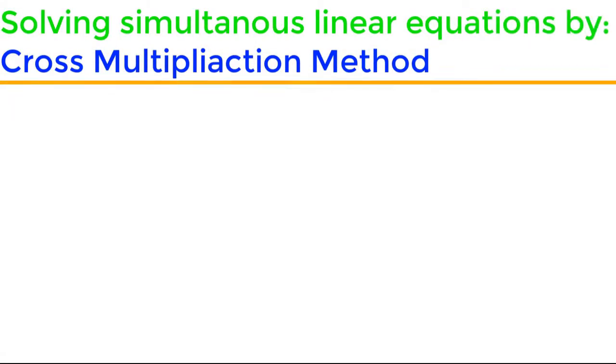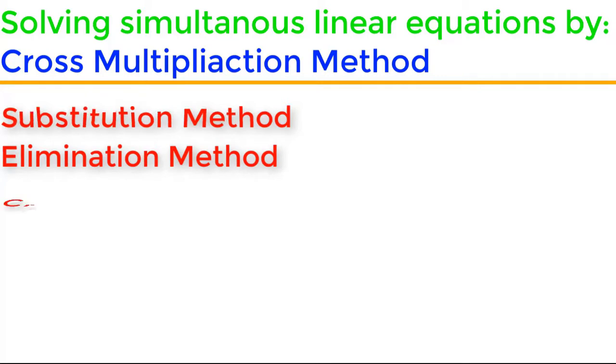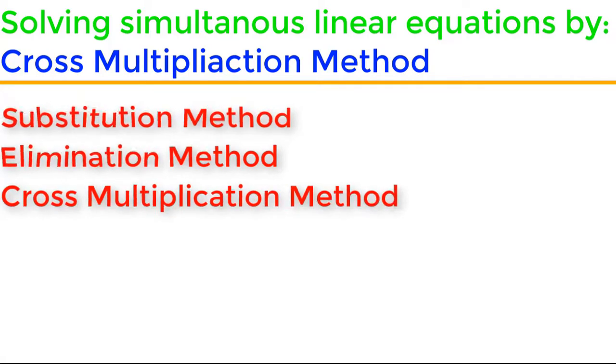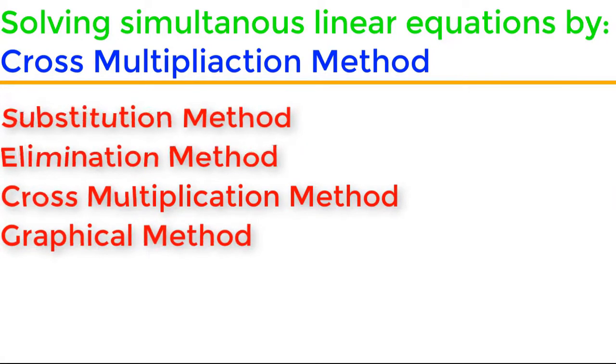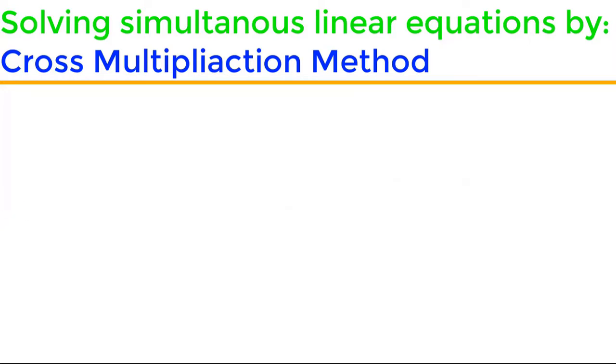So in all we have four methods to solve simultaneous linear equations, which are: first, substitution method; second, elimination method; third, cross multiplication method; and fourth, graphical method. So we are today seeing the cross multiplication method. So let's see.